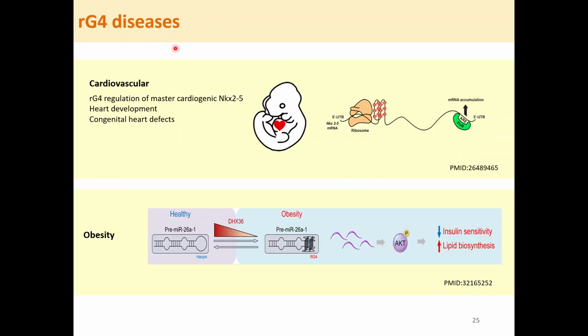In the cardiovascular system, the master cardiogenic transcription factor NKX2-5 mRNA is post-transcriptionally regulated by rG4 in its 5' and 3' UTRs. Disruption of the rG4 regulation can cause defects in heart development and congenital heart defects. In the metabolic system, rG4 regulates the biogenesis of obesity-related microRNA-26a-1, which alters the AKT signal transduction pathway, insulin sensitivity, and lipid biosynthesis.